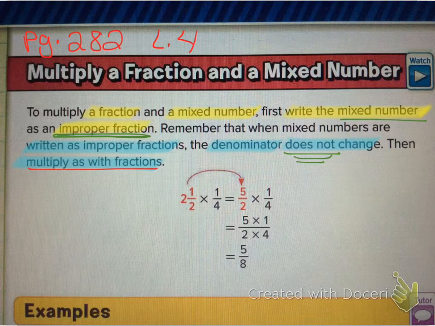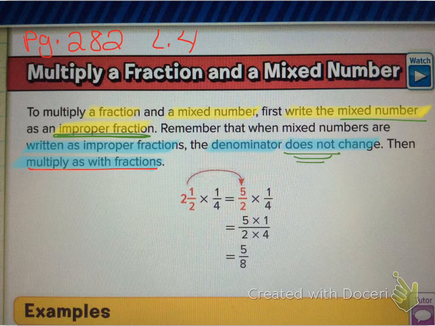Welcome to Chapter 4, Lesson 4. This begins on page 282. Lesson 4. Multiplying a fraction and a mixed number is very similar to multiplying fractions and fractions. You have to remember, though, to change your mixed number into an improper fraction.